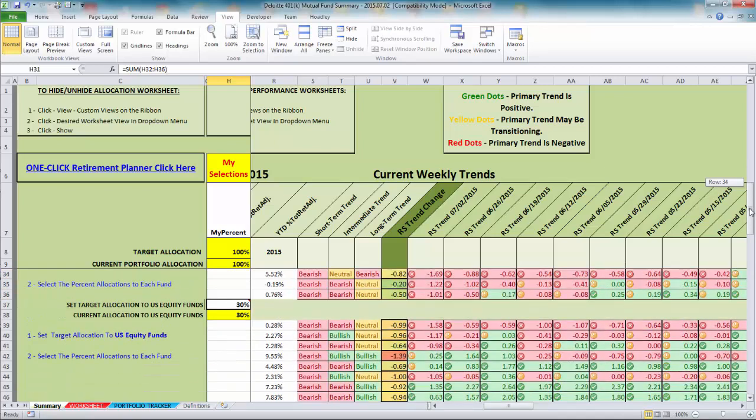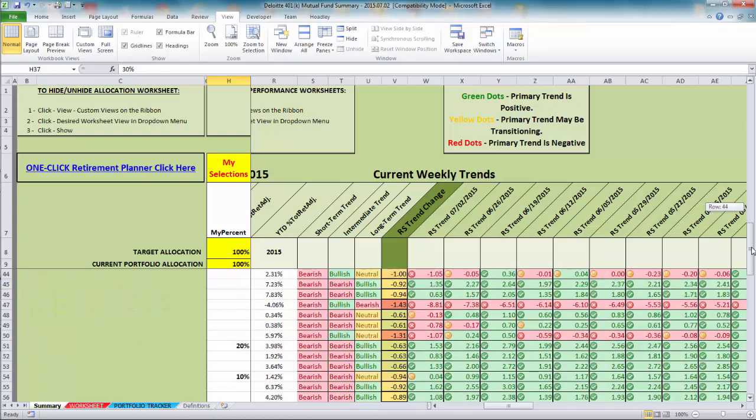Let's go ahead and take a look at our equity funds, our U.S. equity funds. We currently have a target allocation of 30%. And right now we have it set up between two different funds. Right now we have a 20% allocation. We're seeing a green light and a green light. But again, we're seeing a weakening trend, so we'll watch this on a week-over-week basis.